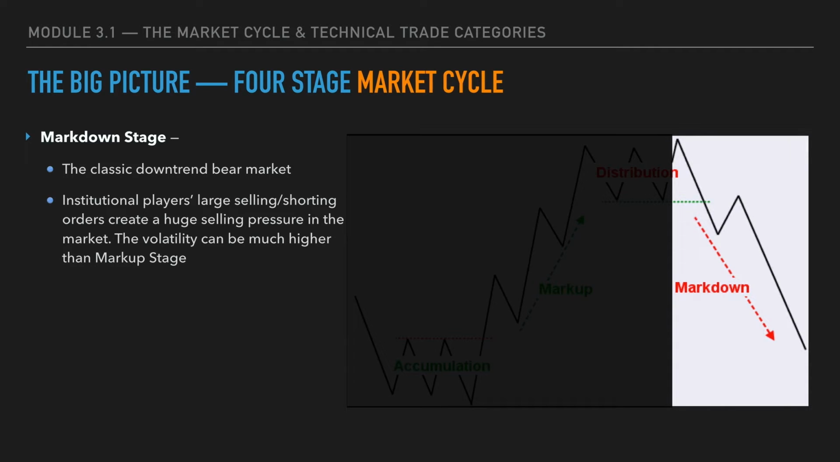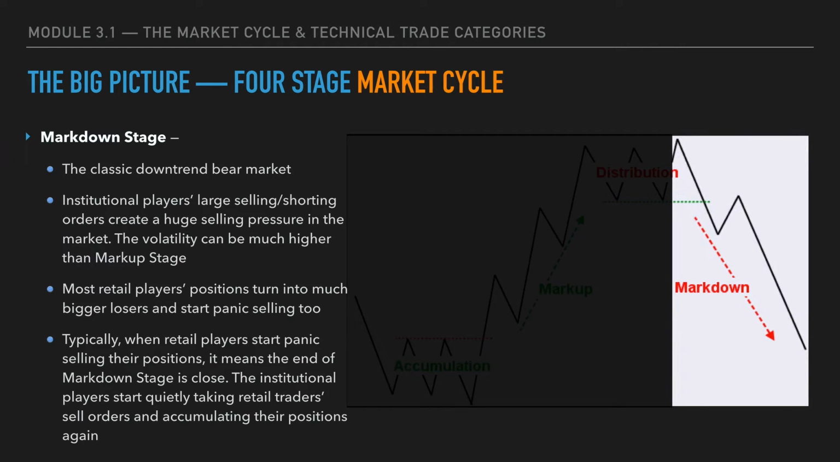The volatility can be much higher than the markup bull market stage. Most retail players see their positions turn into much bigger losses and start panic selling too. Typically, when retail players start panic selling their positions, it means the end of the markdown stage is close. When this happens, the institutional players start quietly taking retail traders' sell orders and accumulating their positions again. So the cycle will start over again.